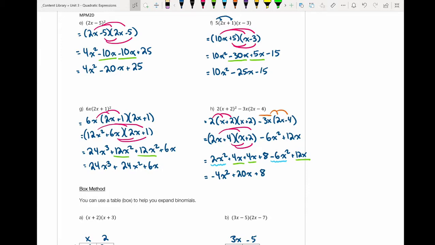Or another suggestion is you can use it for individual parts. Wherever you can see us foiling, you can replace with the box method and then take your answer and substitute that back in. So again, whichever way is preferable to you, you're more than welcome to do. I'd say just be careful with your positives and negatives and your signs, because that will probably be the biggest thing where you can kind of mix up your answers.